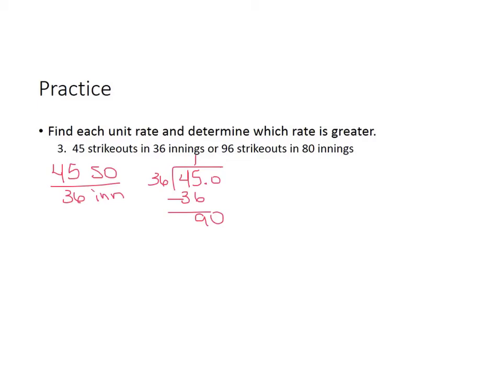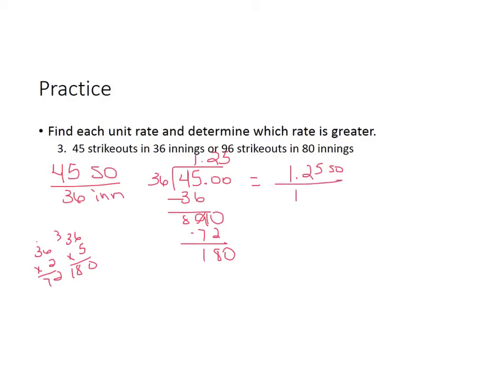Okay, so let's see how many times 36 will go into 90. I'm going to try 2. And that's 72, so I think that's pretty close. Subtract. And bring down. And 36 times, let's try 5. 180. There we go. So that's going to be 1 and 25 hundredths, or 1.25 strikeouts per 1 inning.